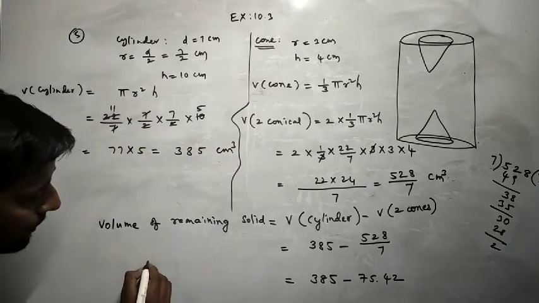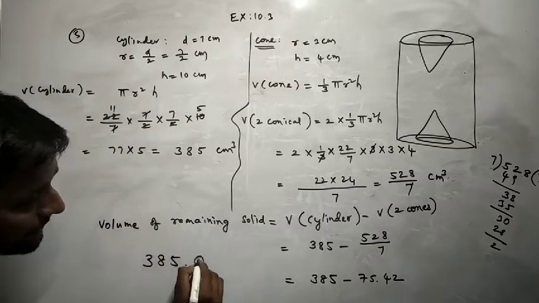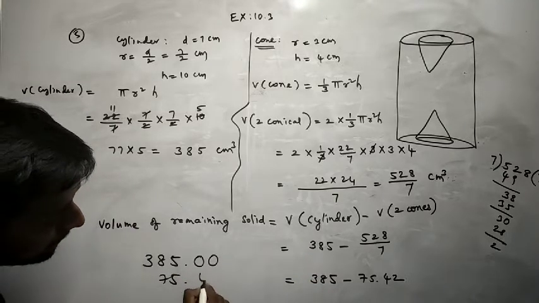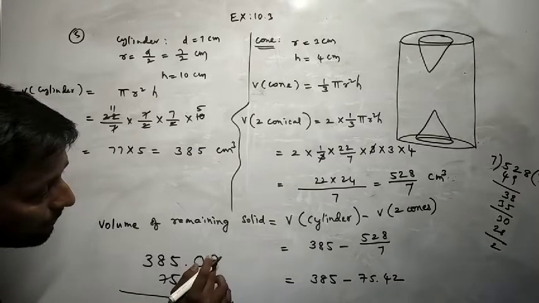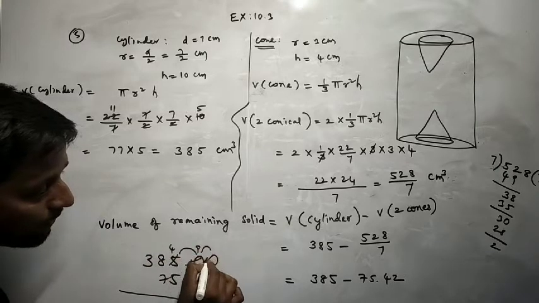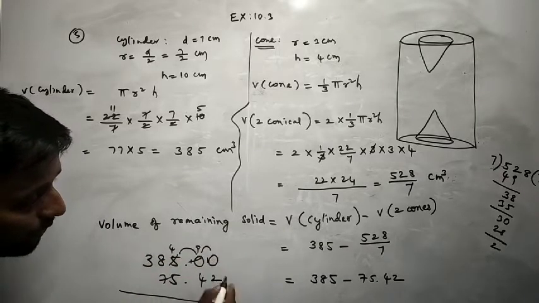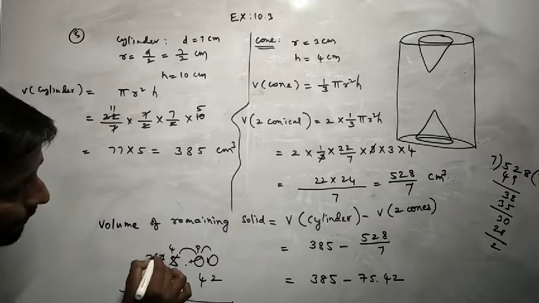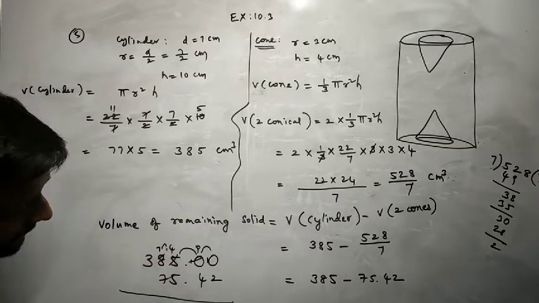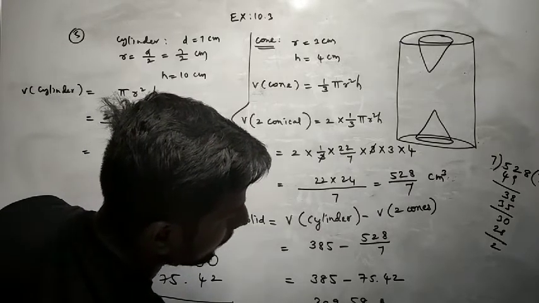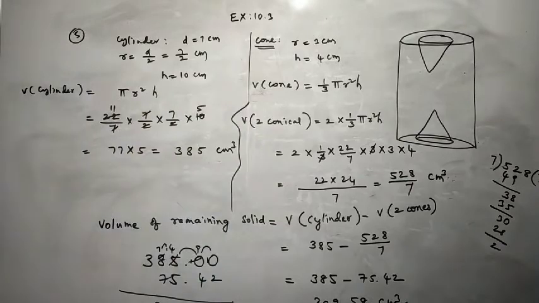75.42. So simple, I'll write 385.00 because it is a round figure number. Next I'll write 75.42. So it should borrow from here 4 and it will become 10 after getting borrow. After taking borrow it has become 9, overall 10. 10 minus 2 is 8, 5 point, so 4 not possible, 7 14, so 9, 0. Yeah, so overall answer is 309.58 centimeter cube. So that is our remaining volume of the remaining solid figure.